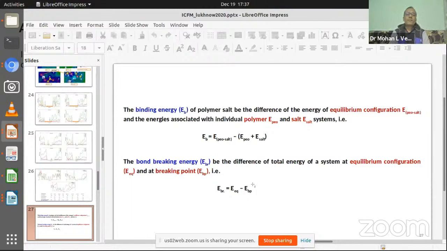This is the beauty of molecular modeling, or DFT based study: we can play with each and every atom of the system. In our study, we pick one atom and stretch, pulling it up from its equilibrium position until the system breaks. The energy at the point when the system is broken is known as the breaking point energy, and it is calculated using this formula.